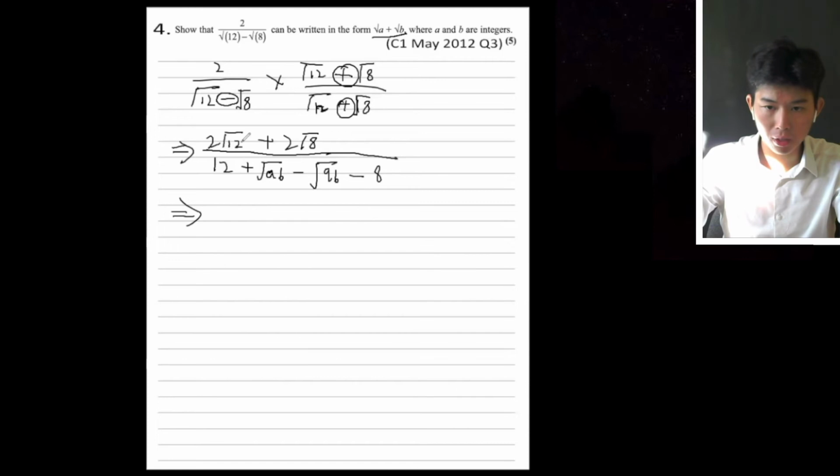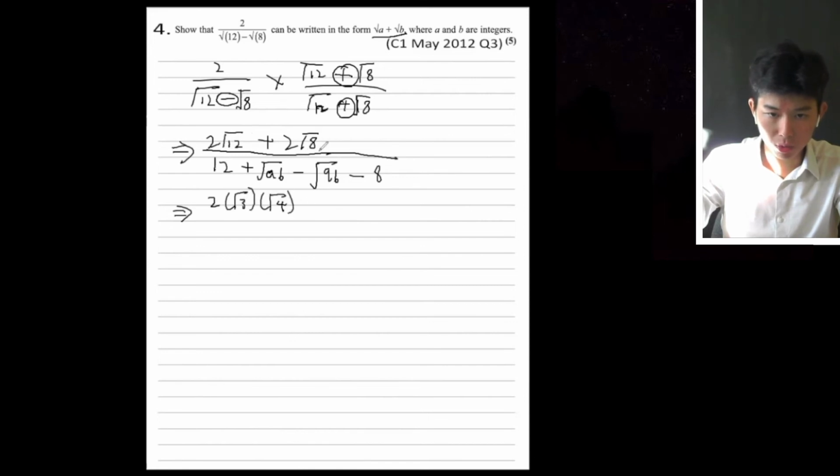So next step would be, I'm going to take out the root 4 in this root 12. So it would be something like this. And I will also take out root 4 from root 8.